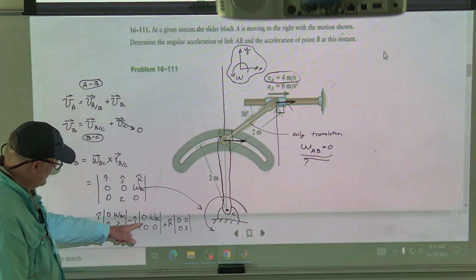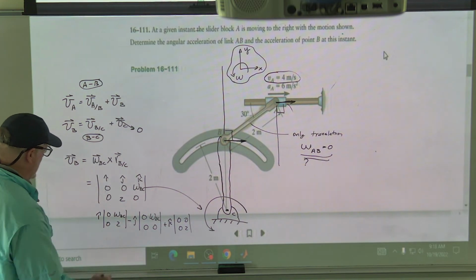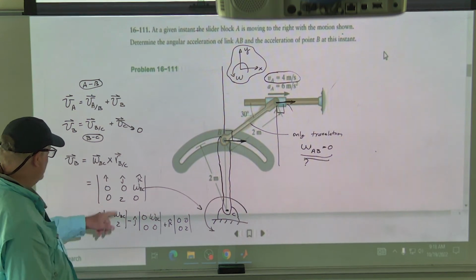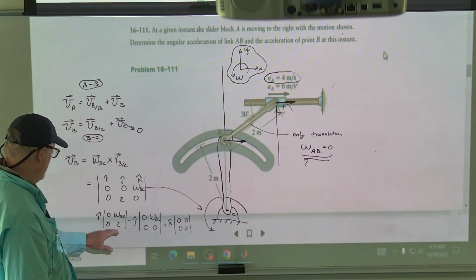You'll see you don't get the J component, and you only get an I. Did I copy that down right? I didn't. This should have been here, and this should have been there.